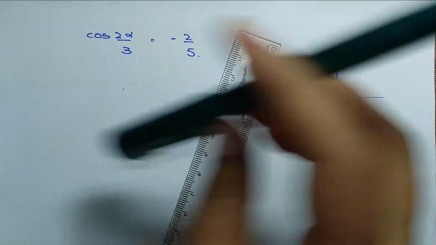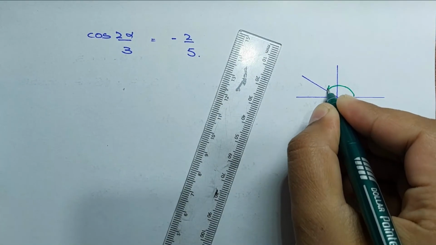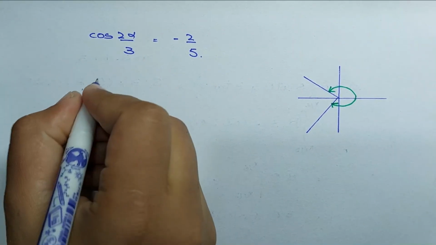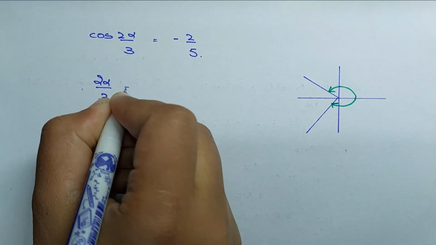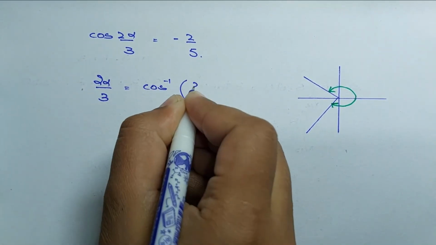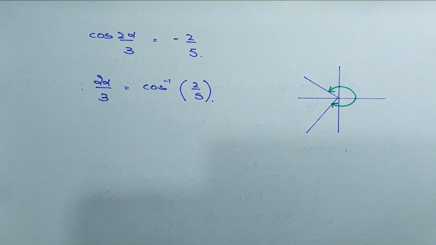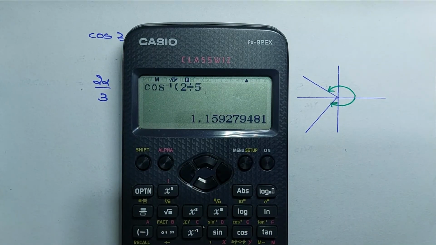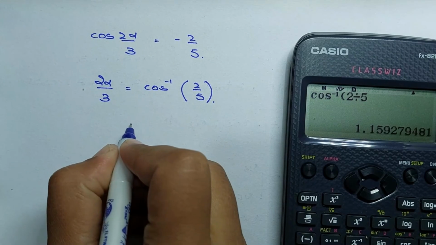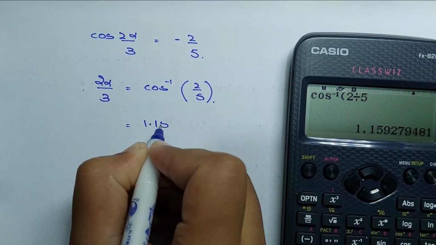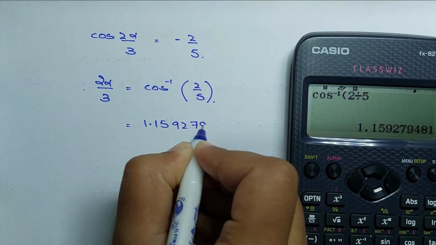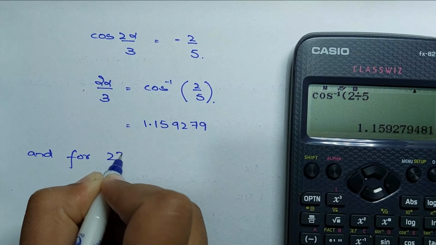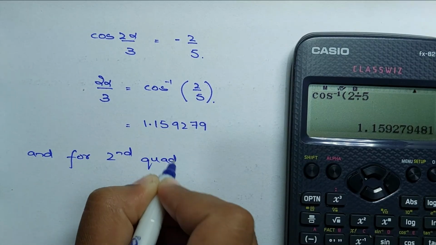Alright. So this angle we have to find, and this angle we have to find. Alright. So we can say 2 alpha over 3 should be equal to cos inverse of 2 by 5. Okay, and let me do it in radians. Cos inverse 2 by 5, that is 1.159279.